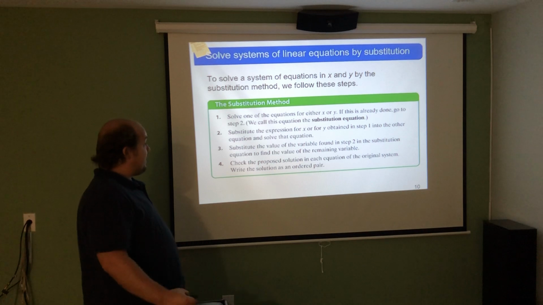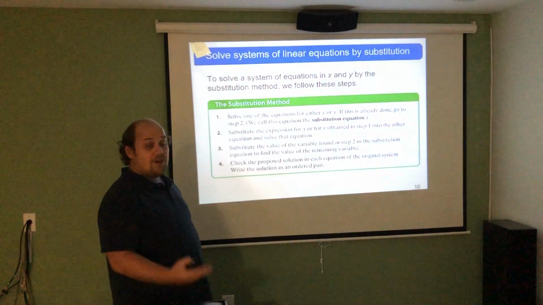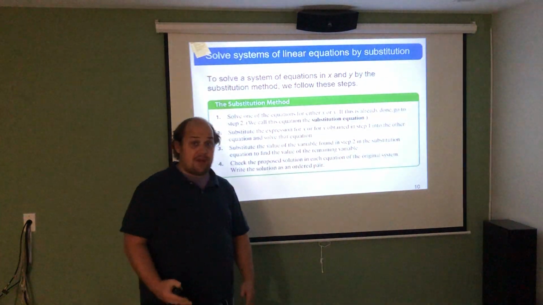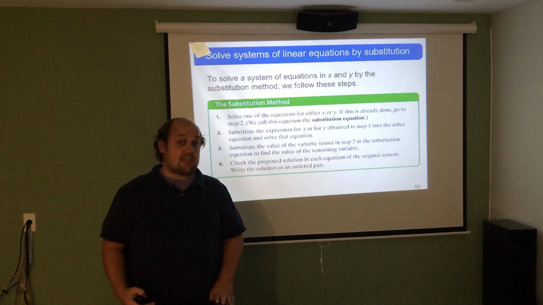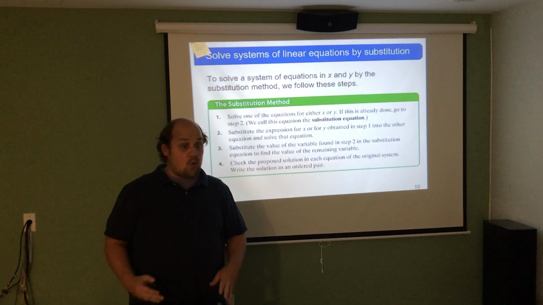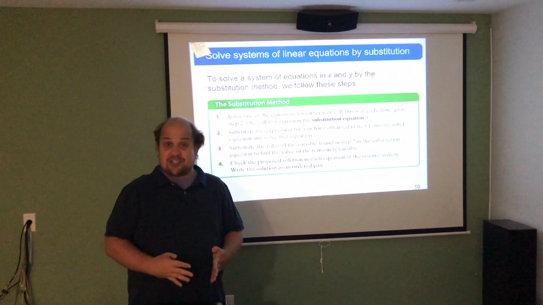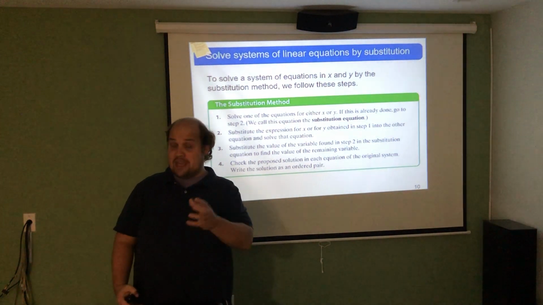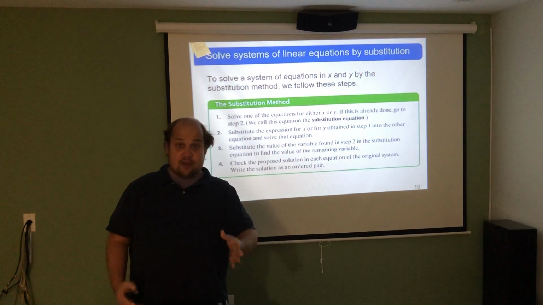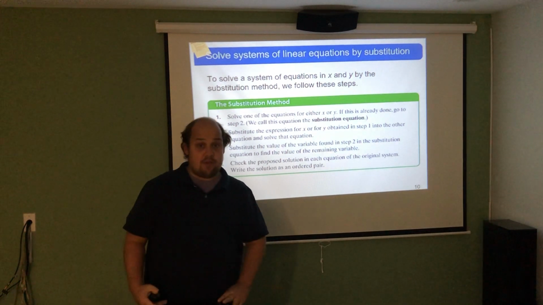So step by step, the first thing we're going to do is solve one of the equations for either x or y. I know we've gotten really used to solving for y, but when we're doing the substitution method, there might be times where it's easier to solve for x. So always look for an equation that's already solved for a variable. If you have something that's y equals or x equals, start there and plug that in for the other variable.